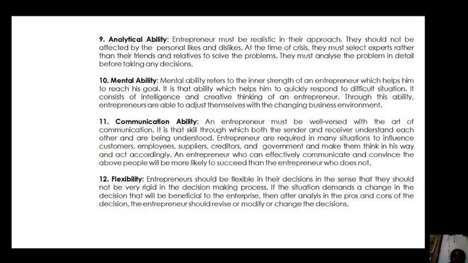Communication ability. An entrepreneur must be well-versed with the art of communication. It is the skill through which both the sender and the receiver understand each other and are understood. Entrepreneurs are required in many situations to influence customers, employees, suppliers, creditors, and government and make them think in the same way and act accordingly. Okay? An entrepreneur who can effectively communicate and convince the above people will be more likely to succeed than the entrepreneur who does not. Correct? Communication.